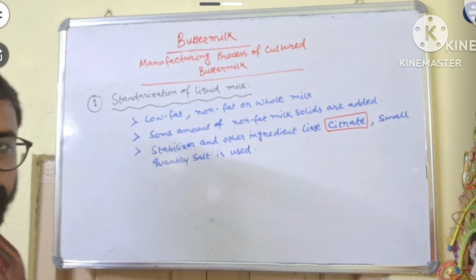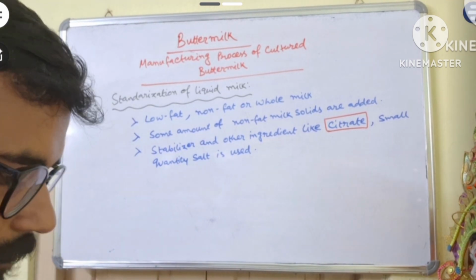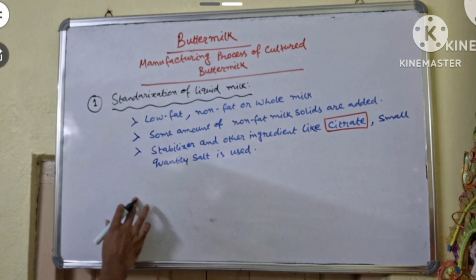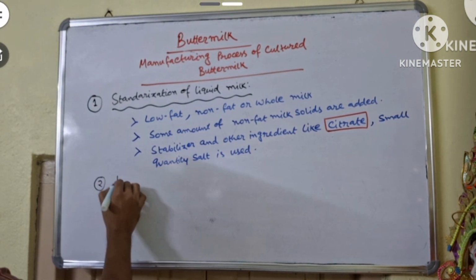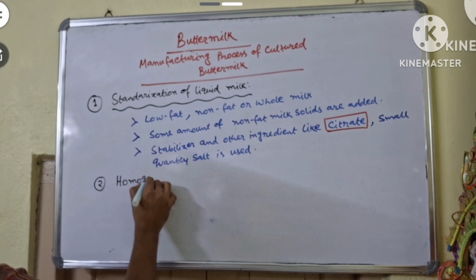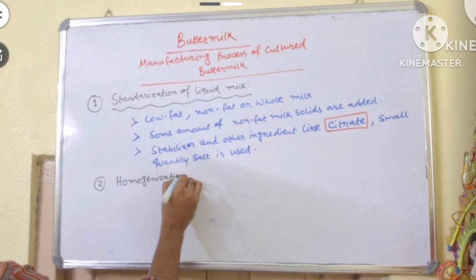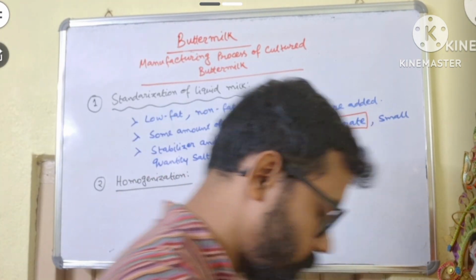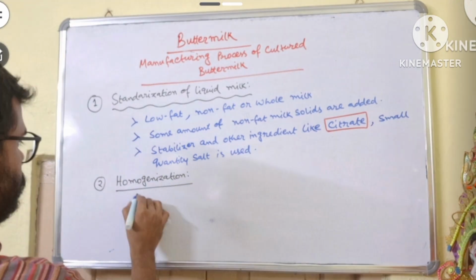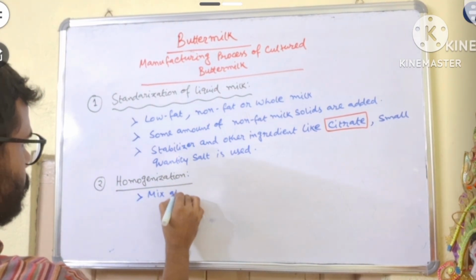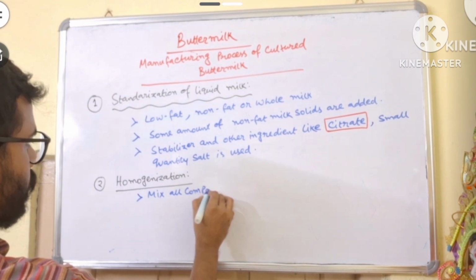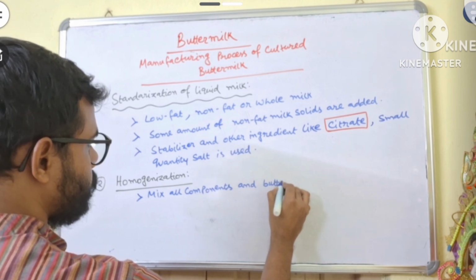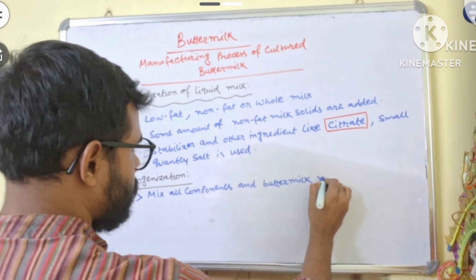So step one is standardization: first take the raw material and standardize. After that, the process is homogenization. Homogenization means all things should be mixed thoroughly. Mix all components and form the buttermilk mix.